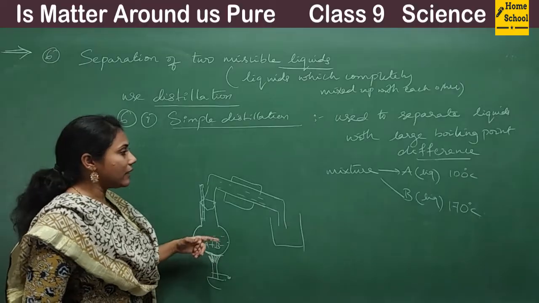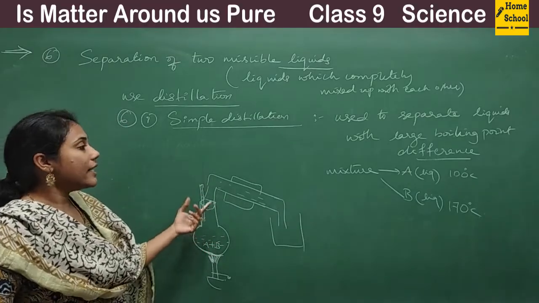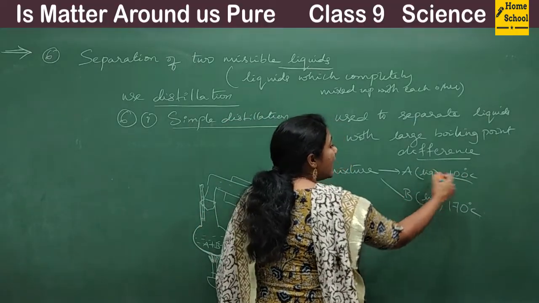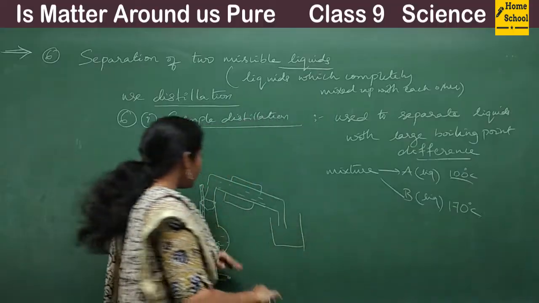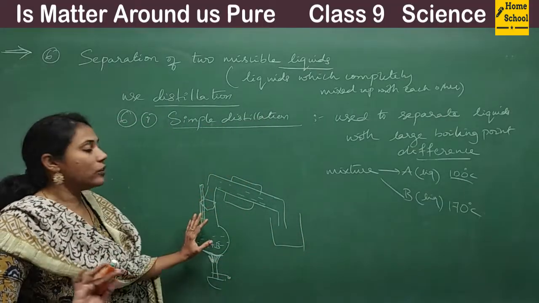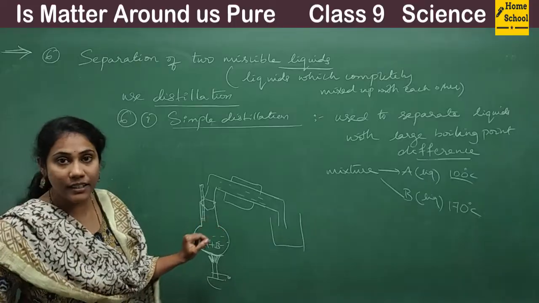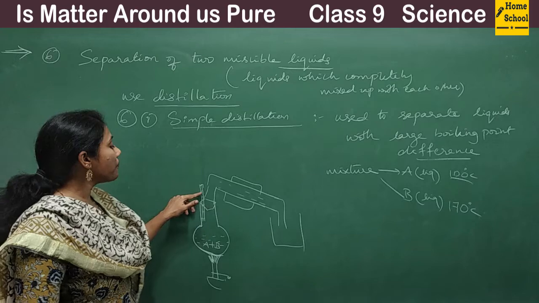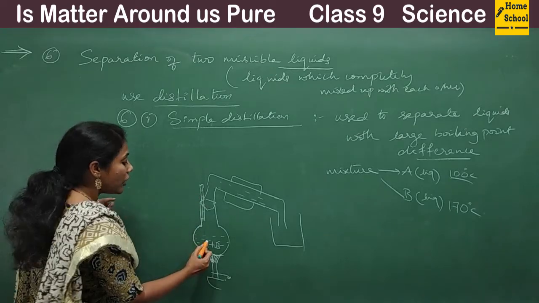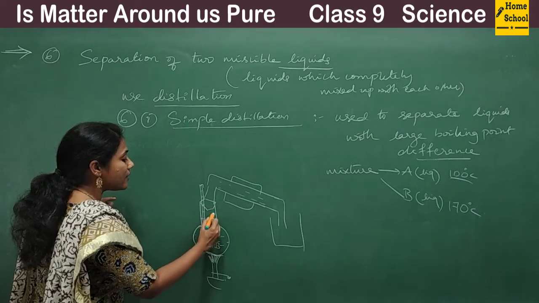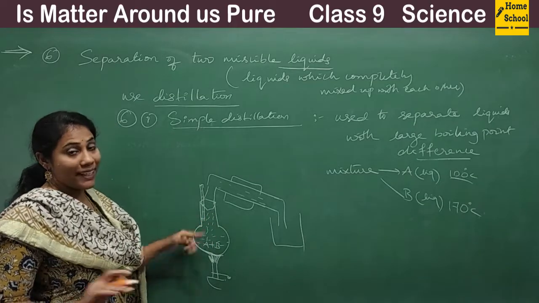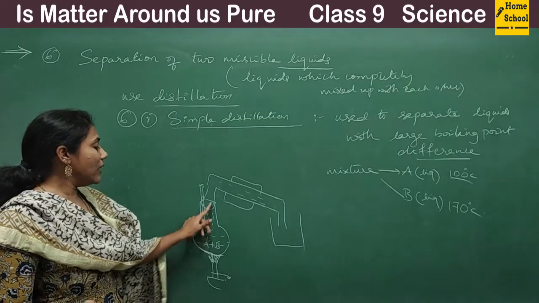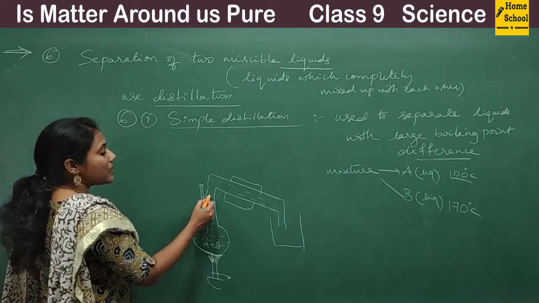So now I am heating. Say liquid A has a boiling point of 100 degrees. Imagine, suppose this is an example. When I start heating, there is a point at which 100 degrees is reached. In the thermometer, I can be checking the temperature, right? The moment 100 degrees is reached, you will start seeing A vapors. A will get vaporized because that is the boiling point of A. At the boiling point, A will become vaporized. So these vapors will come up.